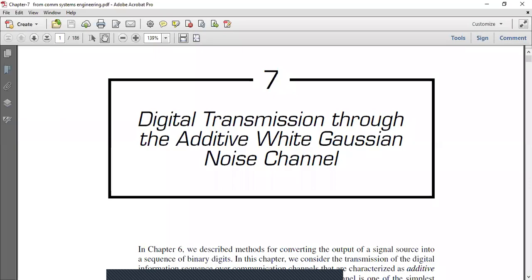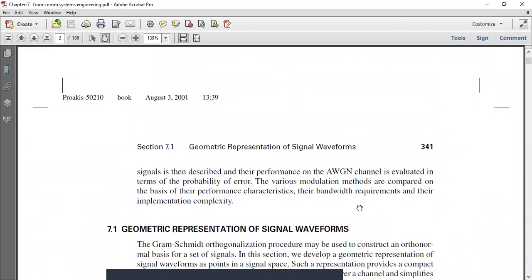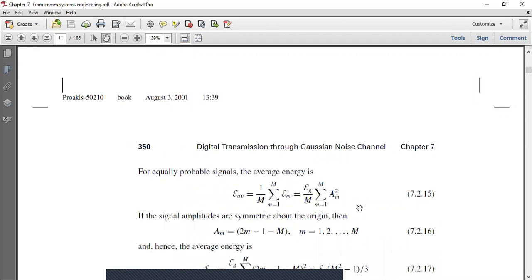Second part of our lecture 7 is going to start. We have covered 4 sections of this chapter, section 7.1 up to section 7.4. Let me share with you the screen for chapter 7. So we are talking about digital transmission through additive white Gaussian noise channel. So let me go to section 7.5 today.